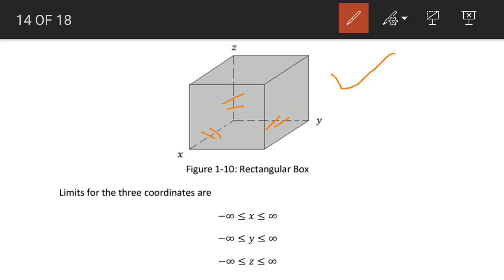Let us talk about the limits for these three coordinates. I mean the limits for the x coordinate, the limits for the y coordinate, and the limits for the z coordinate in the rectangular coordinate system. So x extends from minus infinity to plus infinity. Similarly, y extends from minus infinity to plus infinity, and z extends from minus infinity to plus infinity.